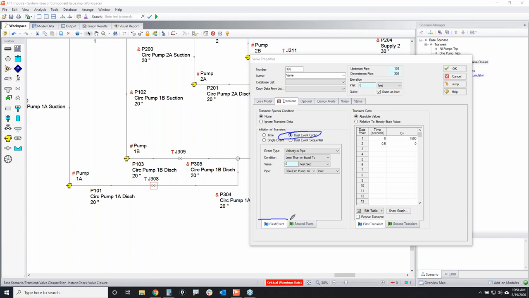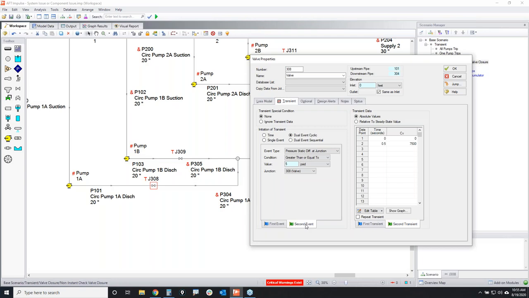So the first event is where this check valve is initially fully open, 7,500 for the CV. And I'm assuming my check valve is going to close within half a second, linearly. And then my criteria says that this transient will happen as long as the velocity right here at the inlet of pipe 304 gets to be less than or equal to zero. If this criteria never occurs, then this transient will never activate. So that's the transient to close the valve.